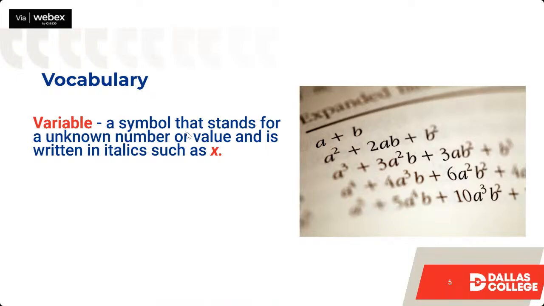A variable is a symbol that stands for an unknown number or value, and it is written in italics such as x. When we see those variables, like on this picture, more than likely they are written slanted. That way you can tell this is not asking you to multiply, this is a variable. If that makes sense, you guys know what I'm looking for. Drop your yeses, let me know that you understand the word variable.